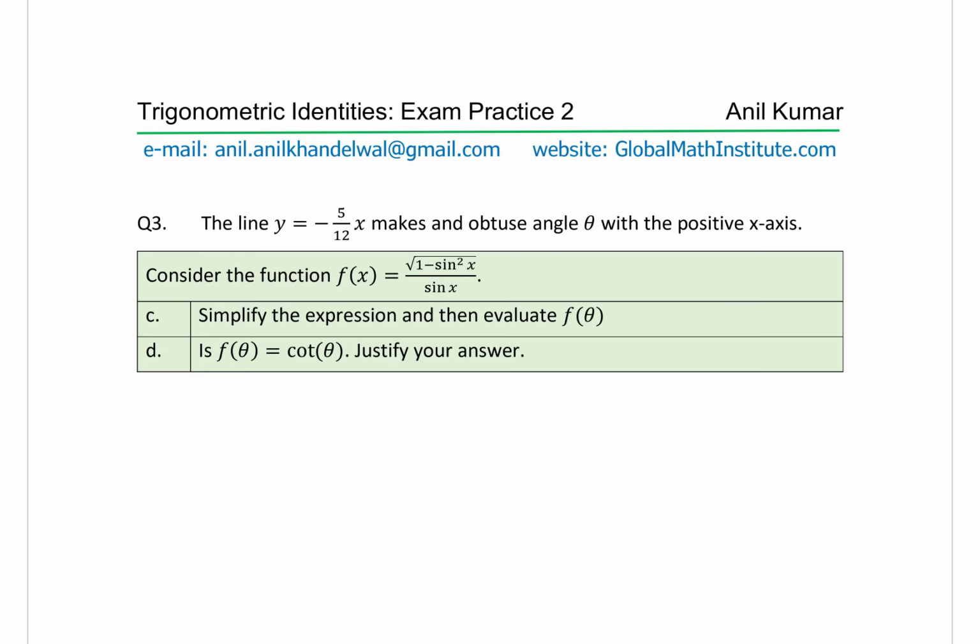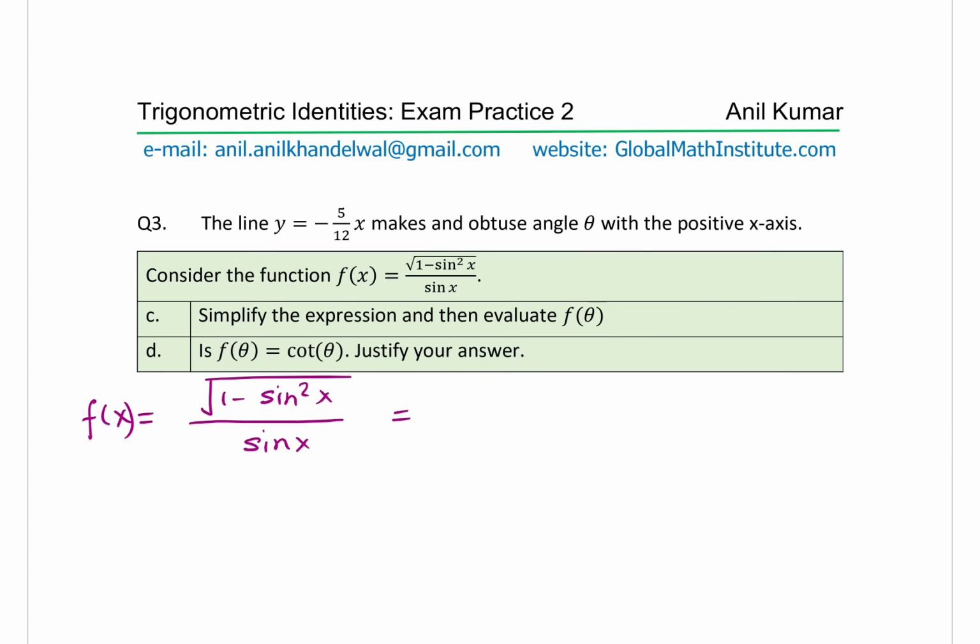Now let's look into the third part. Okay. Now we are given a function f of x equals square root of 1 minus sine square x over sine x. Simplify the expression, then evaluate f of theta. So first let's simplify the expression itself. We are given f of x as equal to square root of 1 minus sine square x over sine x.